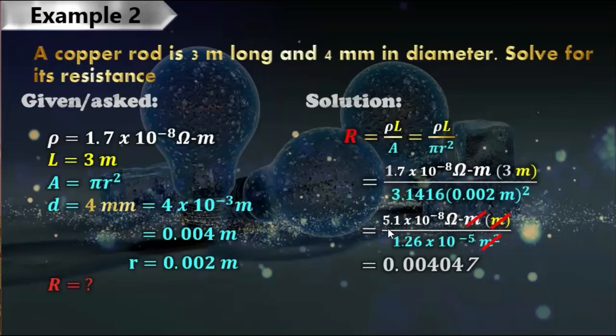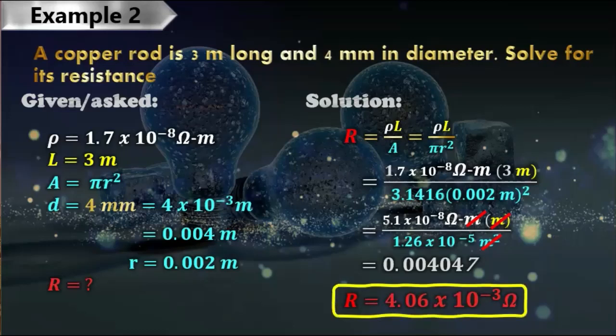Get the quotient. 5.1 times 10 raised to the power of negative 8 over 1.26 times 10 raised to the power of negative 5. So the answer is 0.004047. In scientific notation, our final answer would be 4.6 times 10 raised to the power of negative 3 ohms.